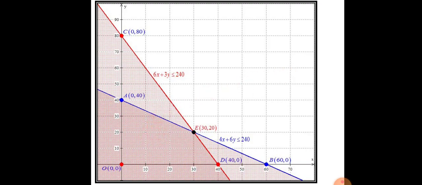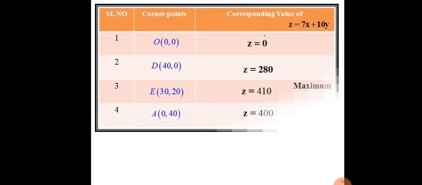By using these corner points, we have to find the maximum value, the maximum profit of the given function. So O, D, E, A, these are our corner points. Substitute x equal to 0 and y equal to 0 in the objective function, we get z equal to 0. Put x equal to 40 and y equal to 0, we get 280. Put x equal to 30 and y equal to 20, we get 410. Put x equal to 0 and y equal to 40, we get 400. In these 4 points, we have maximum value 410. So this is our maximum.